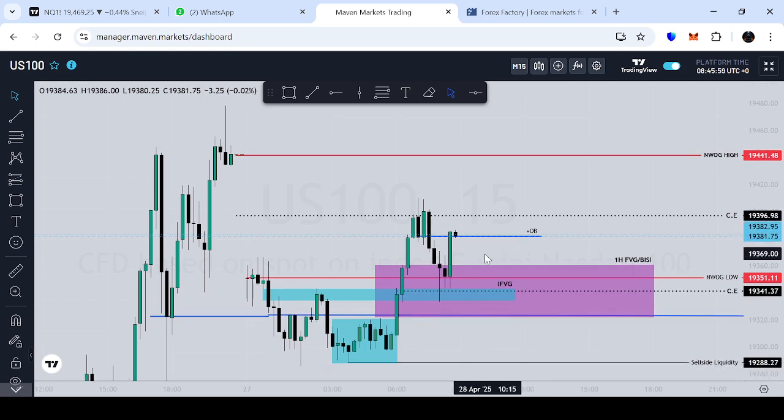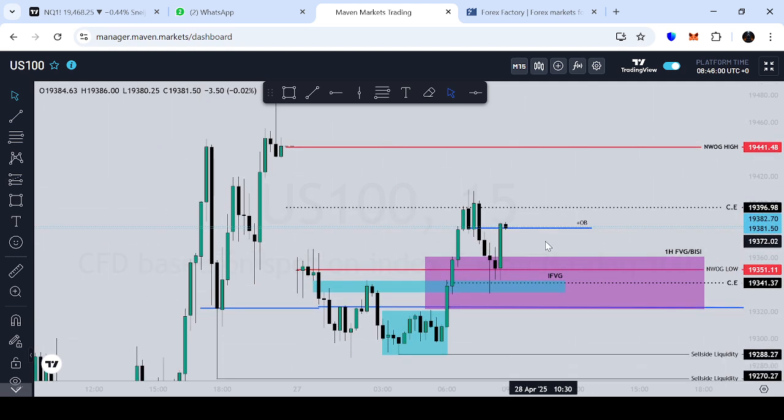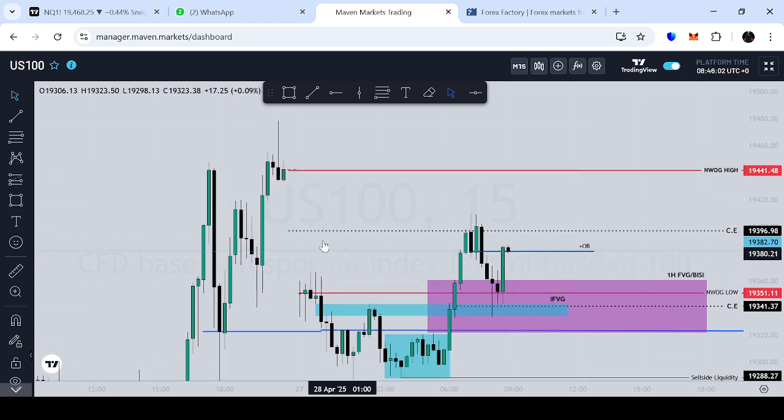So I believe you have understood why the gap is there. So next time or anytime you see a gap like this on Monday opening, on Monday new week opening, you note that this kind of gap is called the new week opening gap, and 50% of it acts as a major resistance or support level.